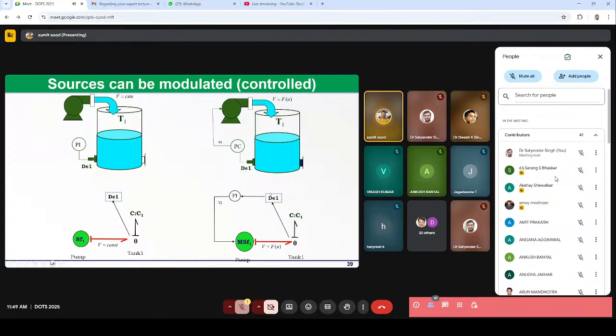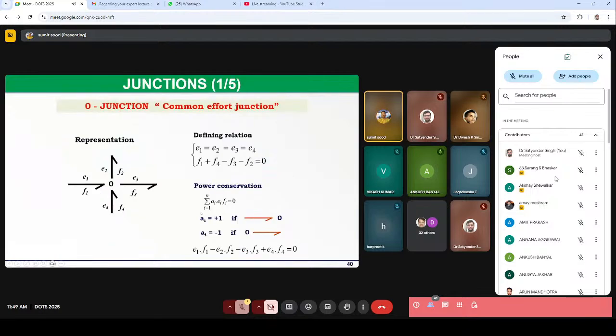So in that case, you can have a detector here that will use some kind of control in order to control this source of flow. In this case, we represent it as a modulated source of flow. So in this, it is the controlled one.